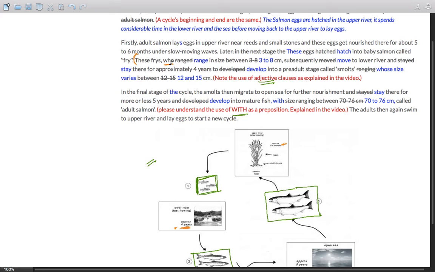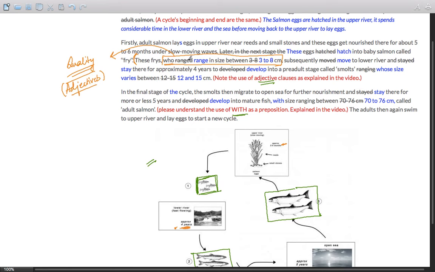Now, what do you understand by this? This is essentially a quality. Now, this, the range in size between 3 to 8 centimeters, this refers to a quality. What is the quality of the fries? They range between 3 to 8 centimeters. Whenever you're talking about quality, whenever you're talking about adjectives, these are not necessarily exactly adjectives, but this is something similar to adjectives. That's a quality of the fries. So in that case, you use adjective clauses.